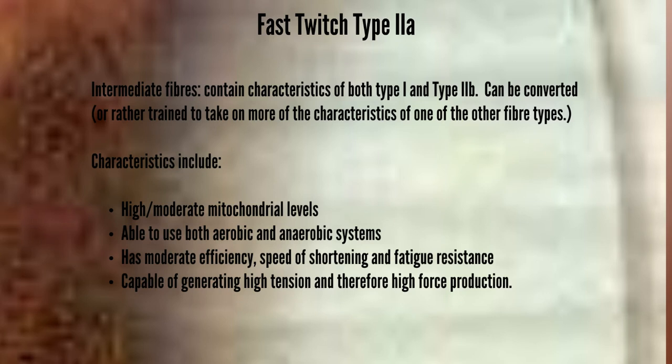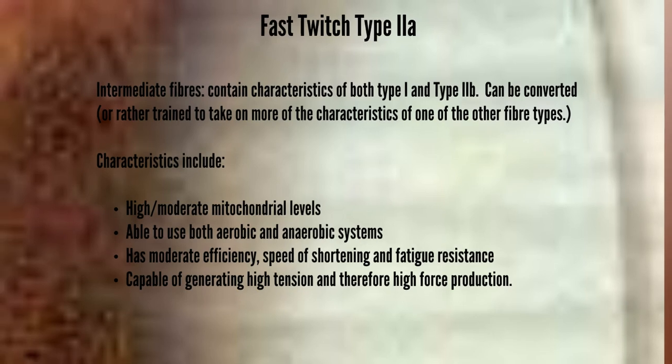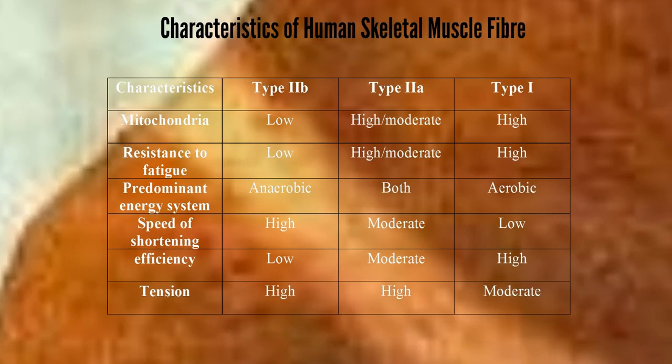In saying that, they do have high to moderate mitochondrial levels, and they can use both the aerobic and anaerobic systems. Their efficiency is not bad, their speed of shortening is fast, and they have some ability to resist fatigue, unlike the type 2Bs. They can still produce lots of force, and therefore are quite strong in nature. So quite different characteristics, and you can see on the table here, if you just look between the type 2Bs and the type 1s, you can see opposites in every characteristic, and then the type 2As having elements of both.